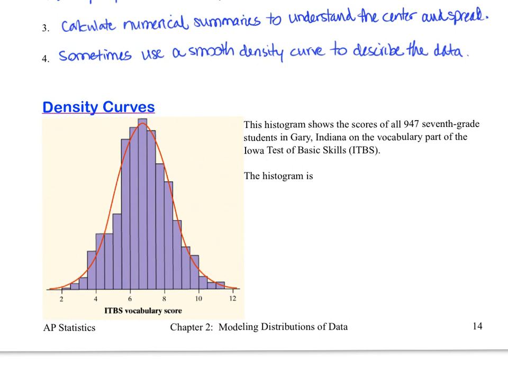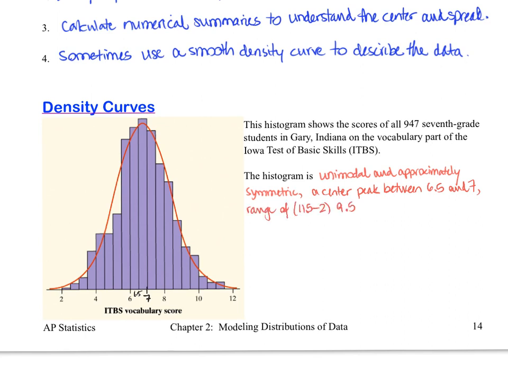Let's describe the histogram. The shape is unimodal and approximately symmetric. A center peak between 6.5 and 7. A range from 2 to 11.5. No gaps and no apparent outliers.